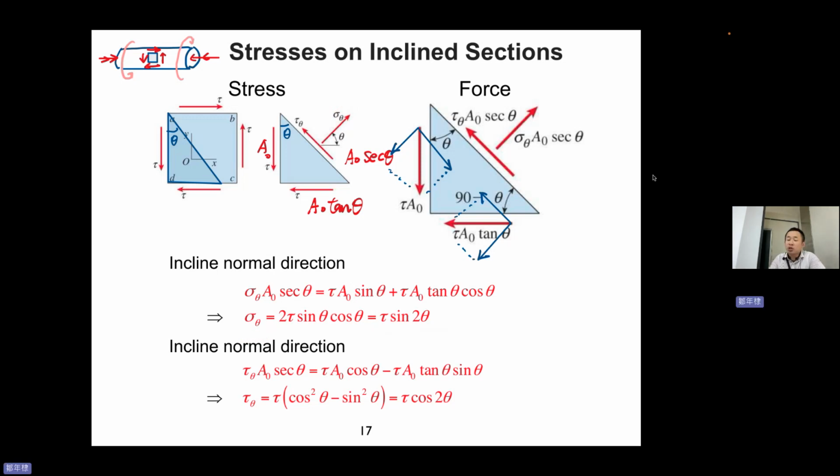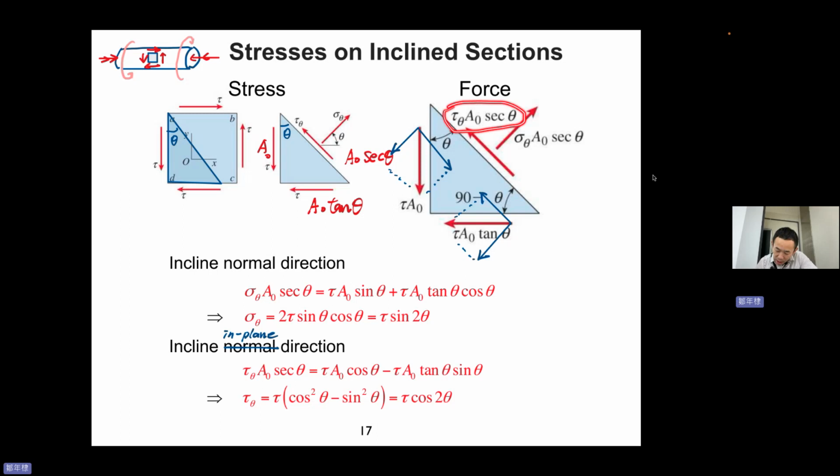So if you have pure shear stress, your stress component in the inclined section is sigma theta equal to tau sine 2 theta. And in the incline, sorry, it shouldn't be normal. In the in-plane direction. Okay, in-plane direction.